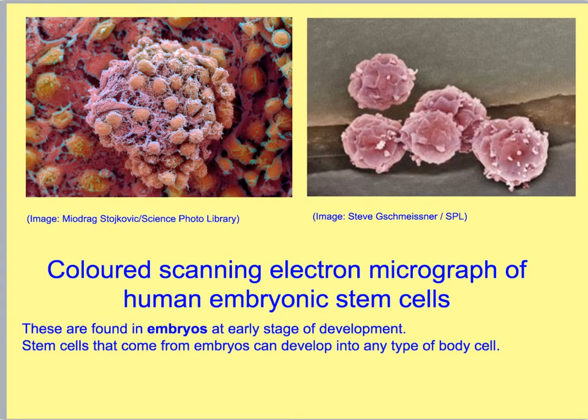Now here's an image here showing embryonic stem cells using a very special type of microscope. Now, embryonic stem cells are found at a very, very early stage in the development of the embryo, and stem cells that come from these embryos can develop into any type of body cell. In other words, they have the ability to become specialised, to become anything at all in the animal's body or the human's body: skin, muscle, liver, lung, etc., etc. So let's have a look at tissue stem cells.